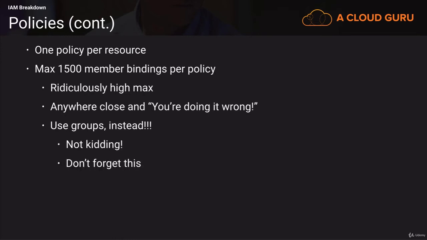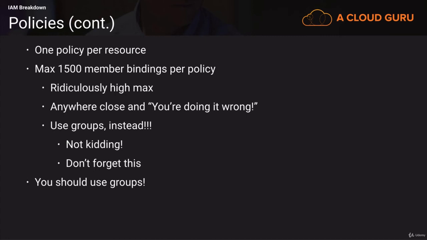Don't forget this. Groups are really important, both to your regular day-to-day usage and because of that, to your exam. But okay, enough about that. But that brings me to my next point, which is that you should use groups. Oh, did I mention that already? Yeah. A small thing to point out is that there is a limit of 250 group bindings in a policy, but that's still crazy high. You should never get to that either if you've got any sort of a sensible group structure.